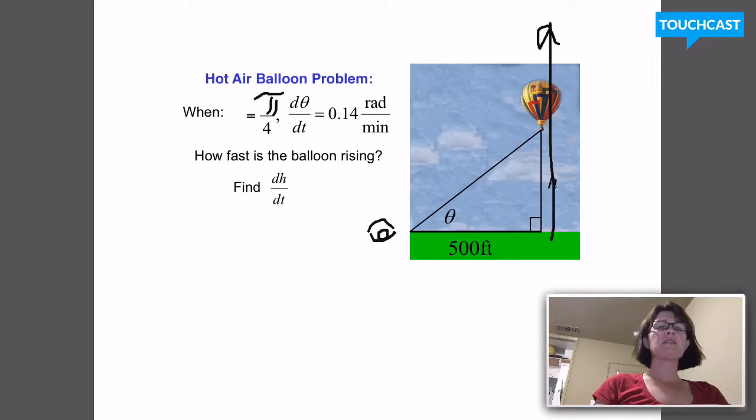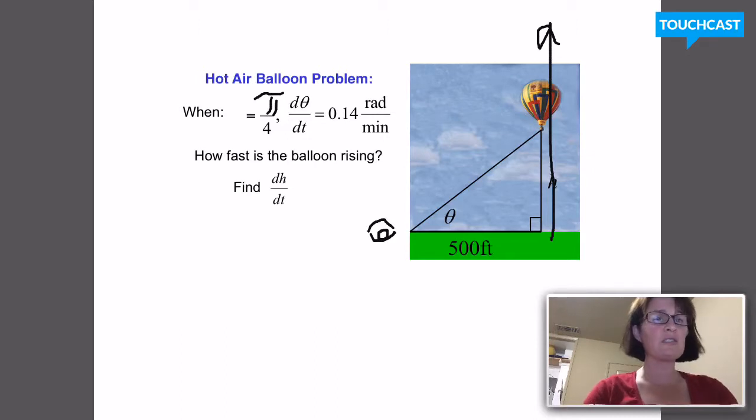So what do I know about this problem? I know that at the exact moment when theta equals pi over 4, the rate at which the angle is changing is 0.14 radians per minute. I know the distance between the liftoff point and the eye is 500 feet. I know the balloon's going straight up, so h is increasing. Do I know how fast h is increasing? No, that's what I'm supposed to find. Okay, so find how fast the balloon is rising if I know these other things.